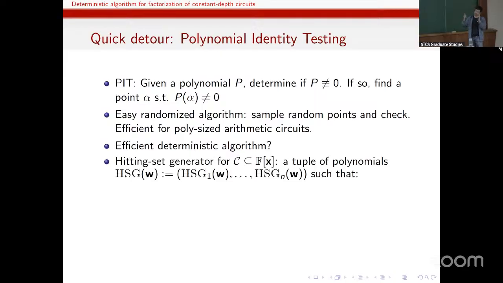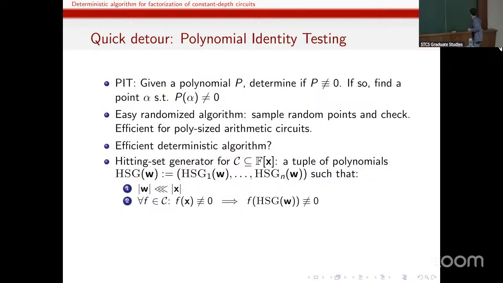So for us, one way of trying to get a deterministic algorithm is a hitting set generator. And what's a hitting set generator? It's a tuple of polynomials. And what is the guarantee that these polynomials give you? Well, one hope is that the number of variables w should be much less than the number of variables x in your initial polynomial. And for any polynomial in the class C that you care about, if it was a non-zero polynomial, then plugging in this hitting set generator, composing it with the polynomial, should maintain non-zeroness.